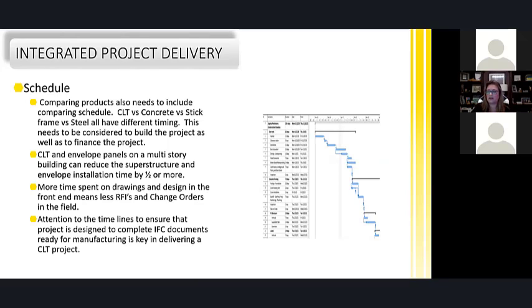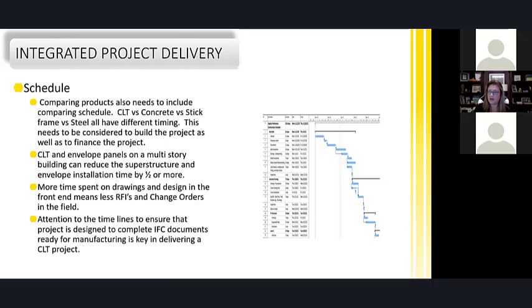More time spent on drawings and design in the front end means fewer RFIs and change orders in the field. We proved that out in spades on Brock Commons, and I see it regularly now. We spend most of our time for the first 6 months before we even break ground on RFIs and change orders, and we do all of that in anticipation of producing a perfectly good set of CLT panels with the intention to have no extra site cuts. That is a successful project if we can pull that off. And so far, we're doing really well with that.